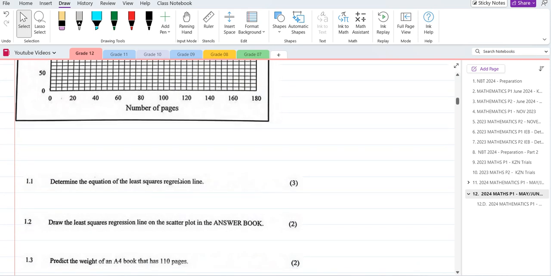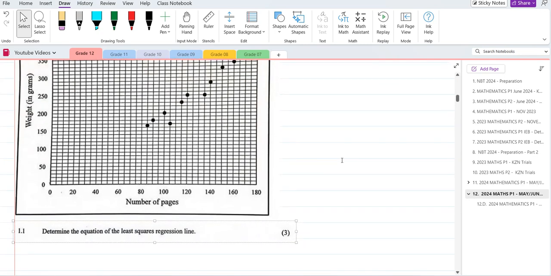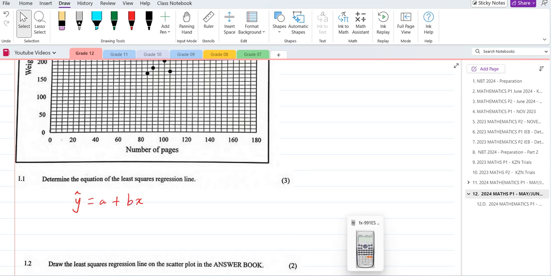Let's read the first question. Determine the equation of the least squares regression line. How are we going to find it? We write down from the formula sheet: y equals a plus bx. That's the equation of the least squares regression line. It's an estimated line, so I'm just going to put an estimate. Now how do we work it out? We just use a calculator and get the values of a and b. A represents the y-intercept, b represents the gradient of that line.